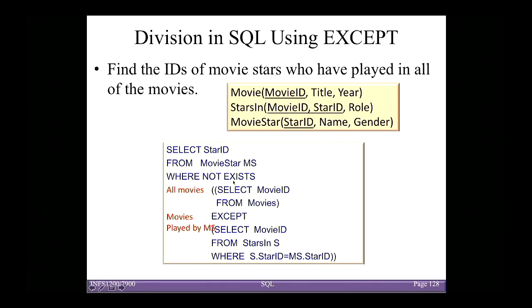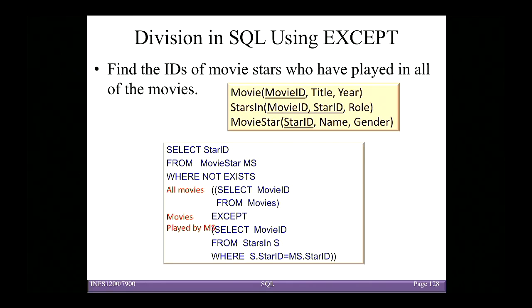And my not exists is going to say return all the movies and then except those that this person has played in. If the difference between all of the movies and those that this person has played in is nothing, then it means this person was in all of the movies. That except says, here's all the movies, here are the movies in which this person played. If the difference is the empty set, then this person was in all the movies. So return them if the difference between all the movies and what they've been in is empty.